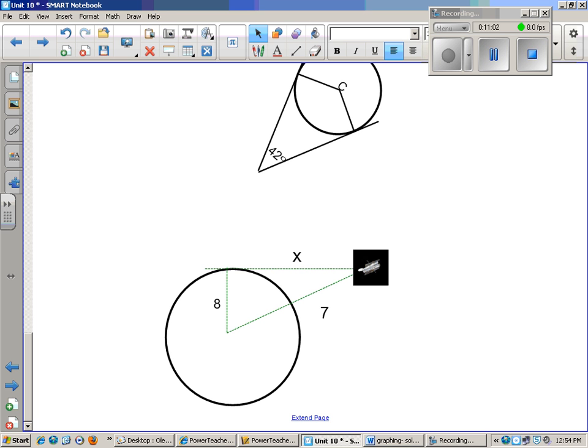Given what we just learned, what do we know about a tangent and a radius drawn to the point of tangency? It's perpendicular. So what shape did I just make? A right triangle, my favorite shape, our best friend, because there are so many things you can do with a right triangle. What can we use with a right triangle?